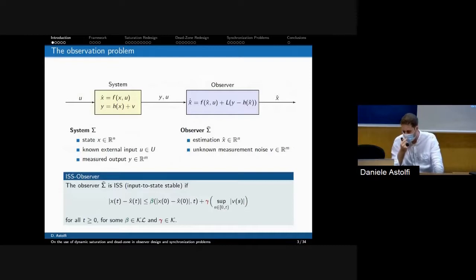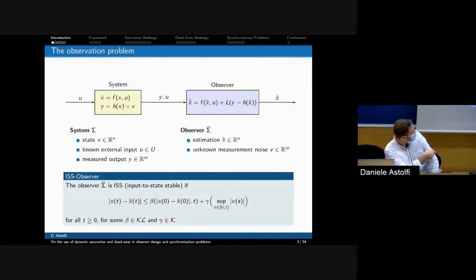So usually, the desired property that we would like to guarantee for this observer to work is that it is an ISS observer. ISS means input to state stable, and this is the kind of property that we would like to have. So the norm of the difference between the current value of the state x and its estimate is upper bounded by two terms. The first is a function beta. It's a class KL function beta. Class KL means that it is increasing in the first value and decreasing in the second value.